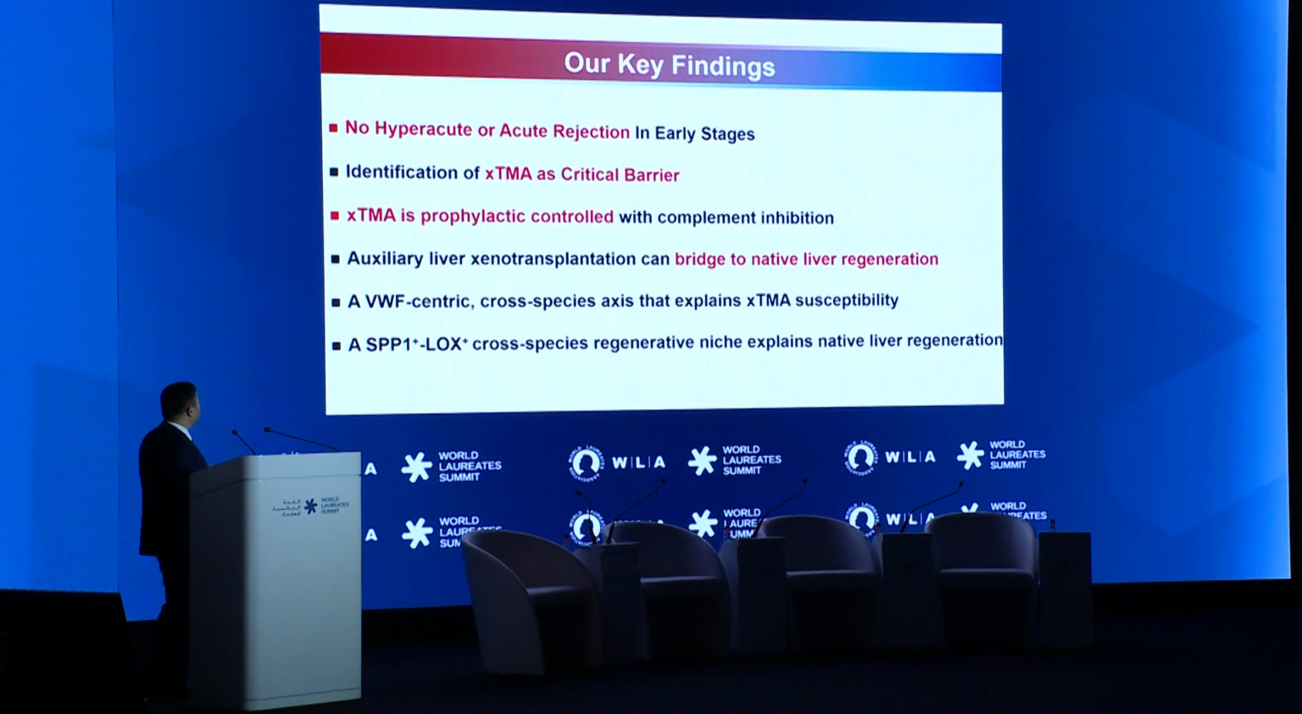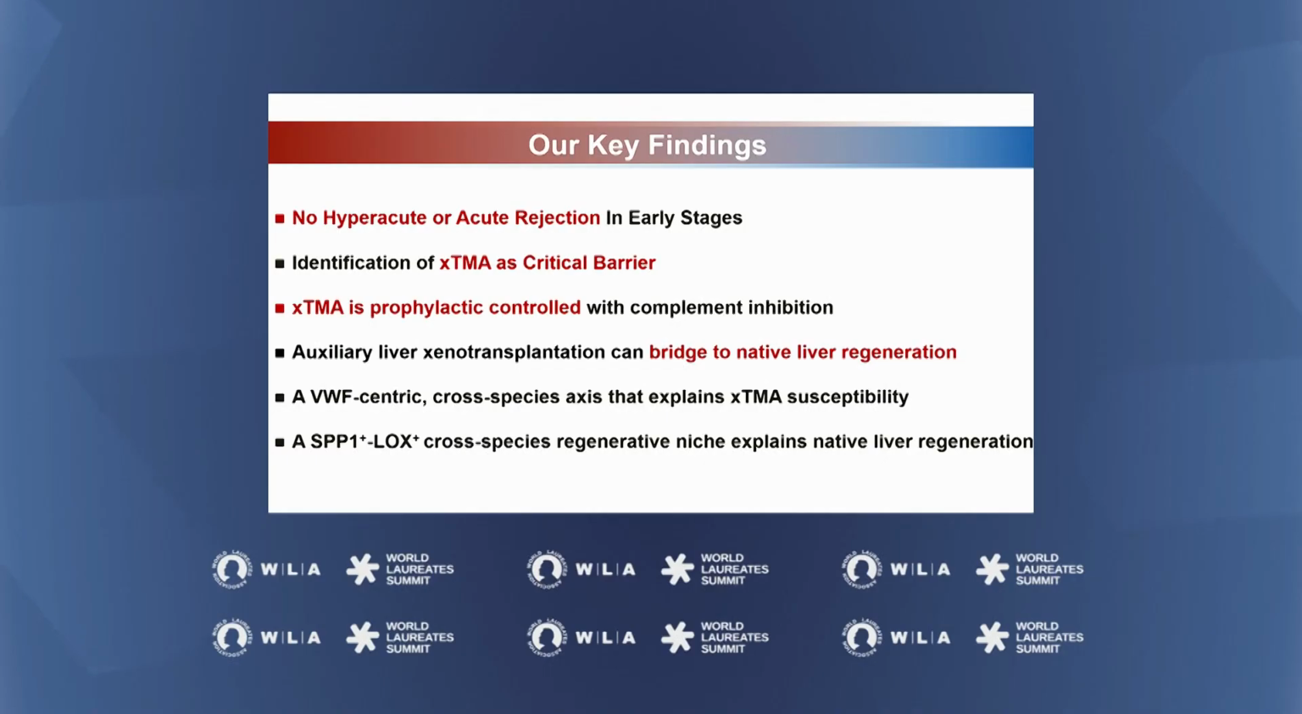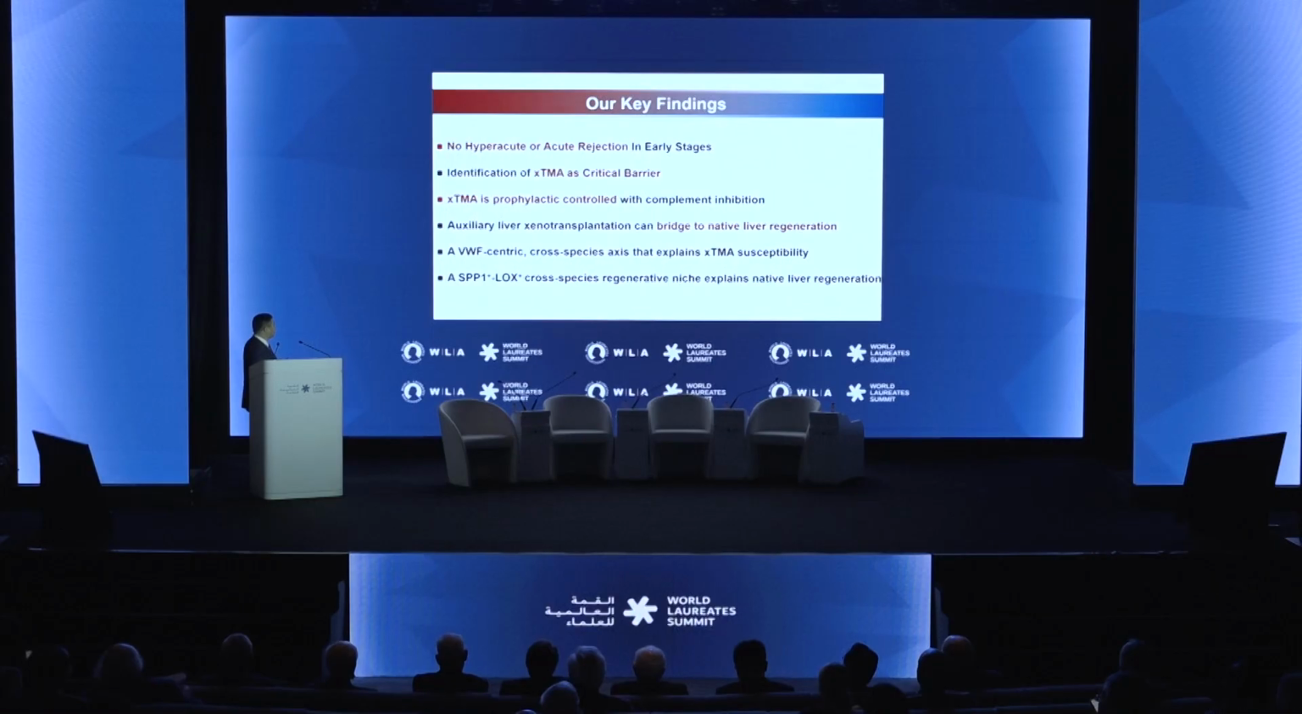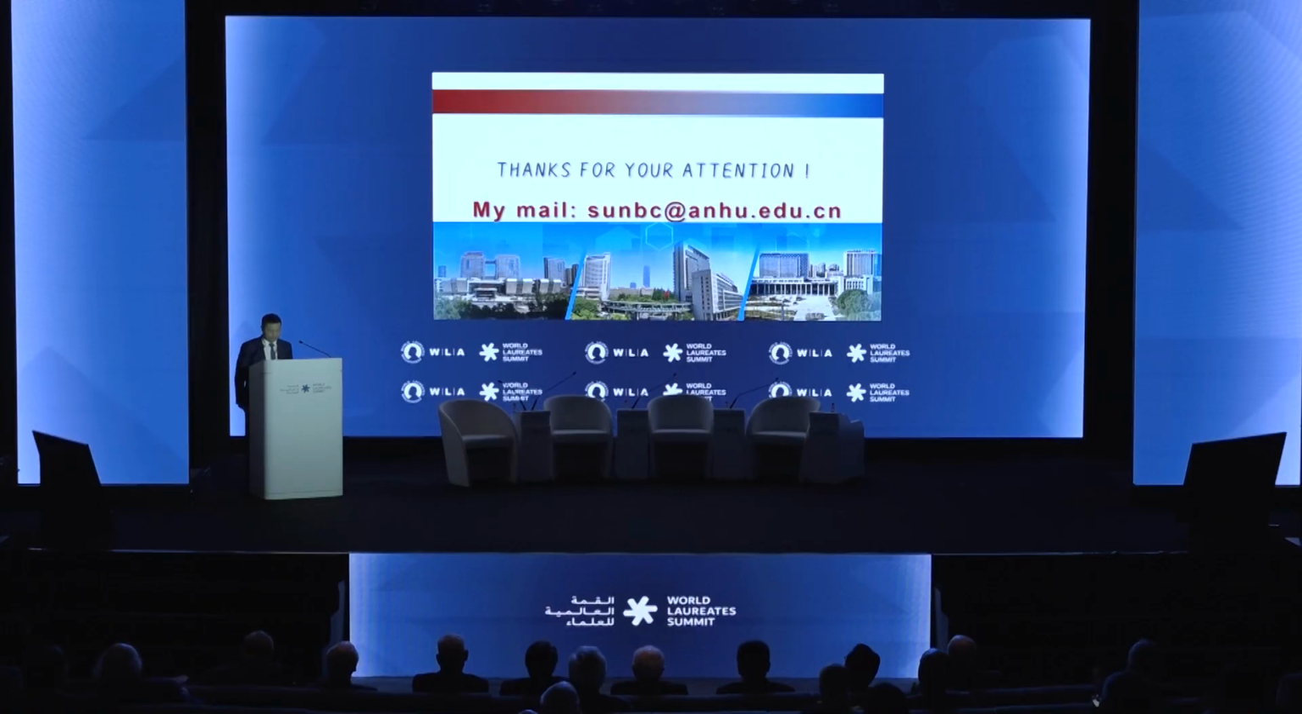I think there was no hyperacute or acute rejection in the early stage. And we identified TMA as a critical barrier, and the TMA is prophylactically controlled with the C5b9 antibody. And auxiliary liver xenotransplantation can bridge to native liver regeneration. Thanks very much for your attention.